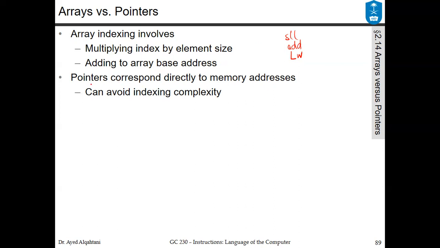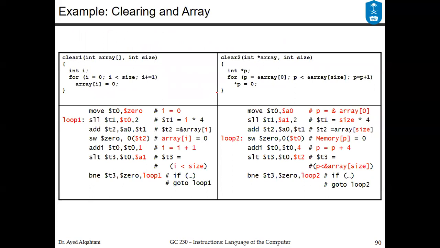Now, using a pointer, that's another way. The pointers correspond directly to the memory address, which can avoid the indexing completely, and this will give you huge advantage. To see this, here are two methods. They are simply clearing an array. If you have an array with a certain size, you go through the array members, and every time you assign the value 0 to this array member.